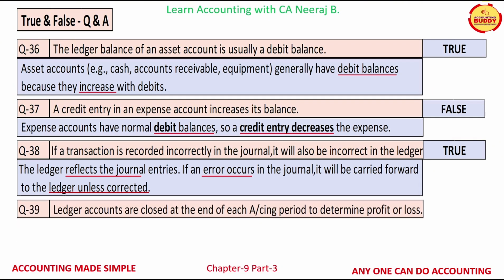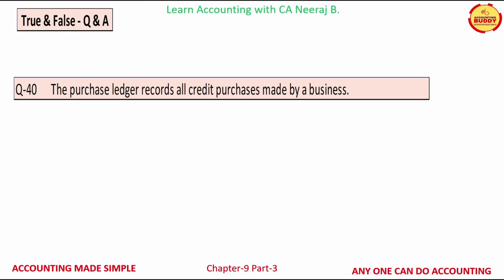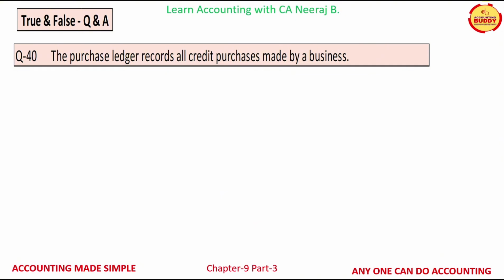Question number 39 is ledger accounts are closed at the end of each accounting period to determine profit or loss. This is a true statement. Revenue and expense accounts are closed at the end of the period to transfer balances to the profit and loss account. Question number 40 is the purchase ledger records all credit purchases made by the business.